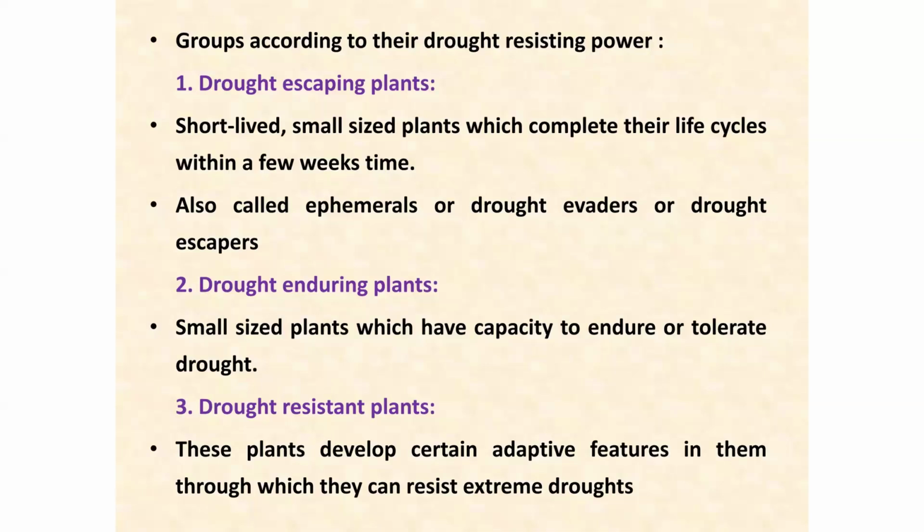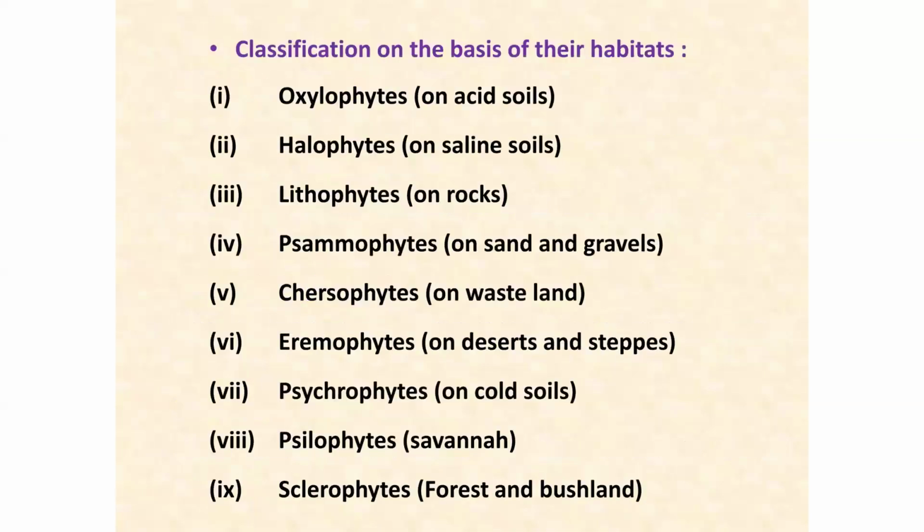So they develop certain adaptive features through which they can resist extreme drought conditions. Classification on the basis of their habitat. The plants growing on acid soils are called xerophytes, and the plants which grow on saline soils are called halophytes. The plants growing on rocks are called lithophytes, and those growing on sand and gravel are called psammophytes, and chersophytes means they are on wasteland.